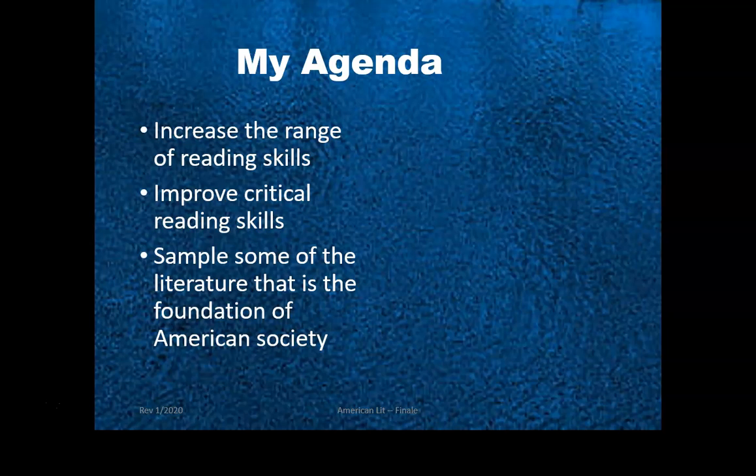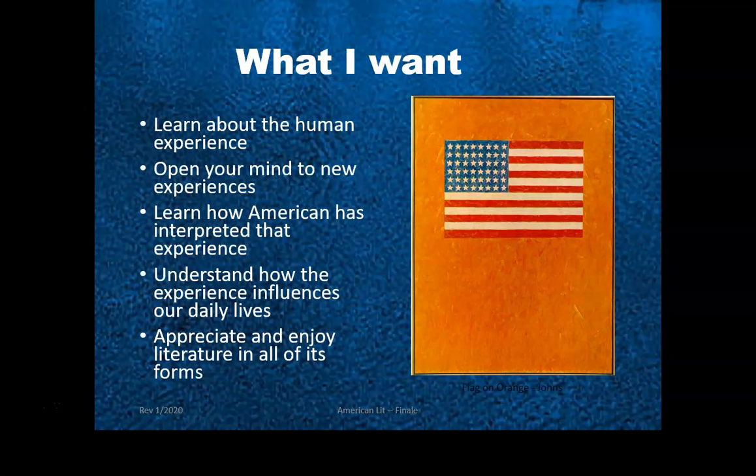It also was to sample some of the literature that are the foundations of American society. Washington Irving's Sleepy Hollow, Rip Van Winkle, Edgar Allan Poe, The Raven, have become part of American culture. They have been turned into movies, variations of movies, up until the present. And so by reading the originals, you can see how the original author perceived the topic and how later interpretations of those ideas have developed.